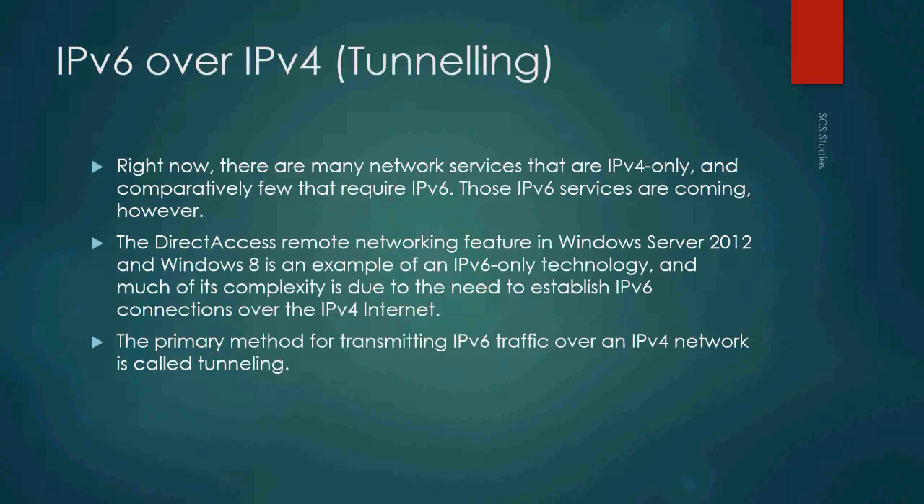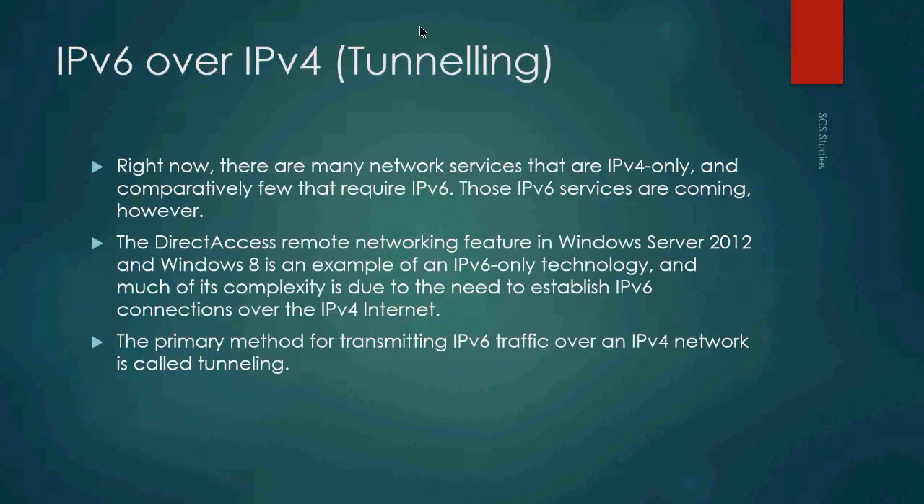Now learn about the second technique, which is known as IPv6 over IPv4 tunneling. Right now, there are many network services that are using IPv4 only, and a few require IPv6. Those IPv6 services are coming, however. The DirectAccess remote networking feature in Windows Server 2012 and Windows 8 is an IPv6-only technology. And much of this complexity is due to the need to establish IPv6 connections over the IPv4 network. The primary method of transmitting IPv6 traffic over an IPv4 network is called tunneling.